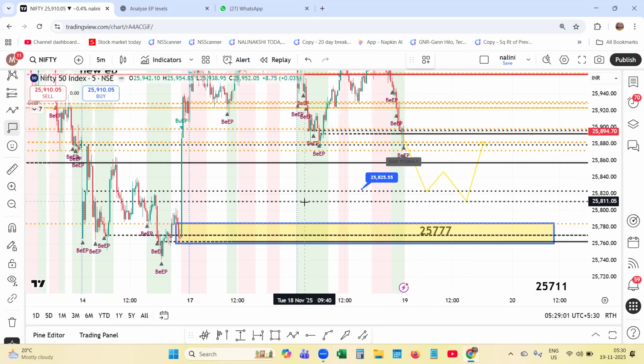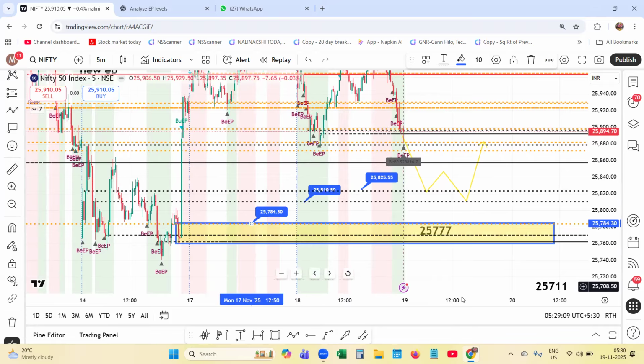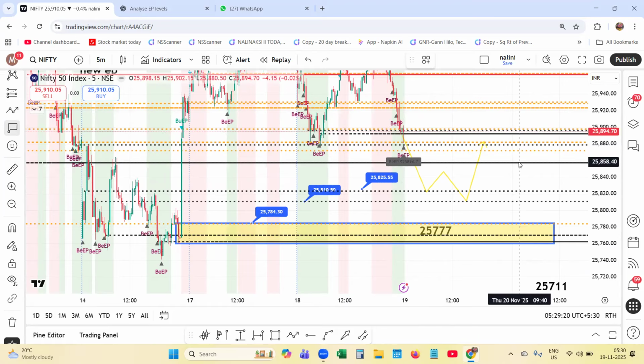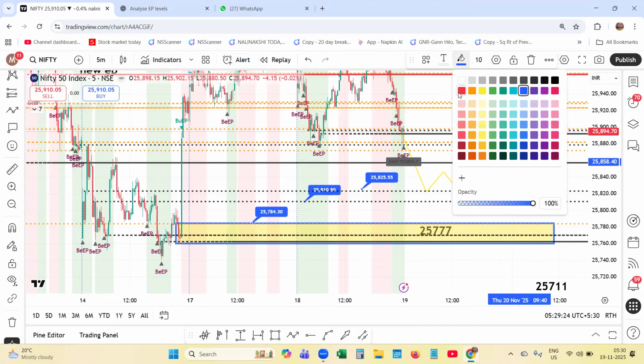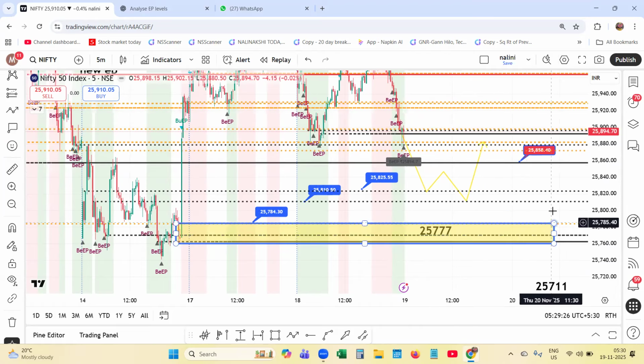25,825, 25,810, and this is the cluster of demand zone. So 25,784. If the market starts breaking below 25,860, this is the make or break level. Let me change it to red. Then this is the level, very important level.